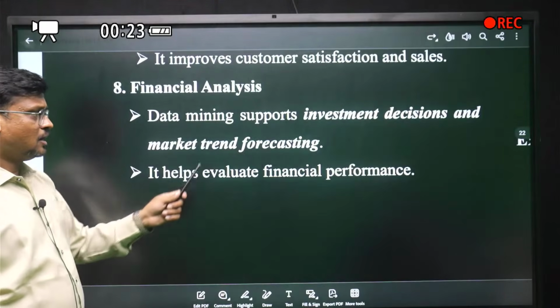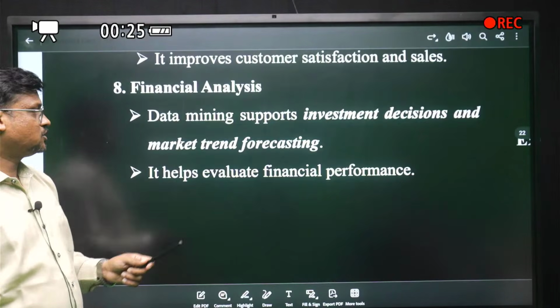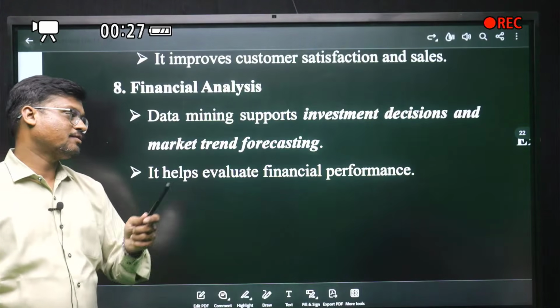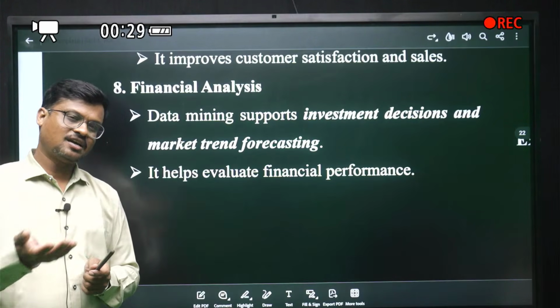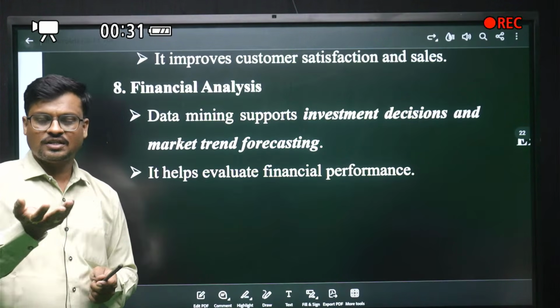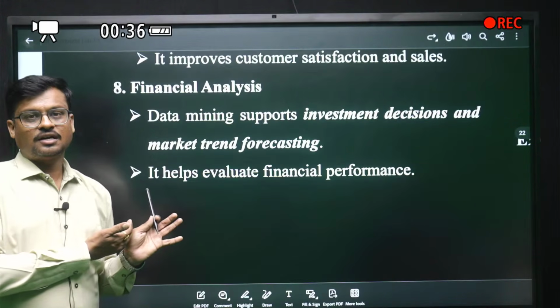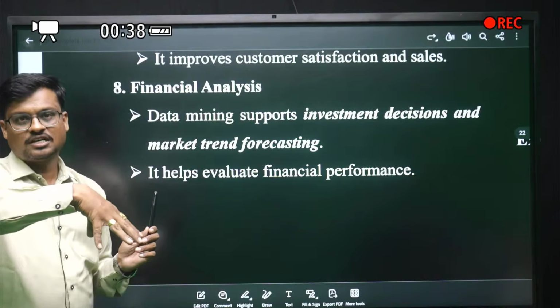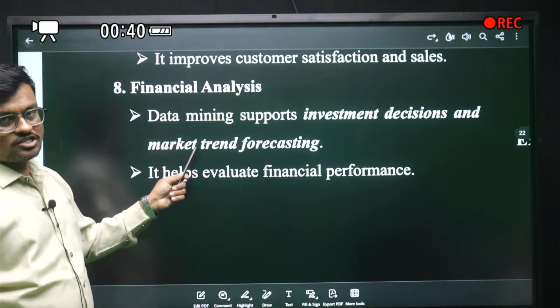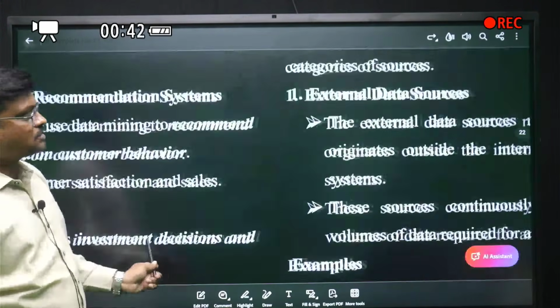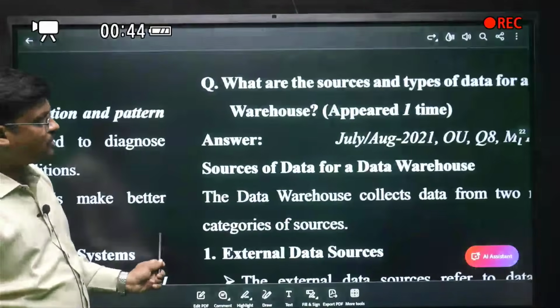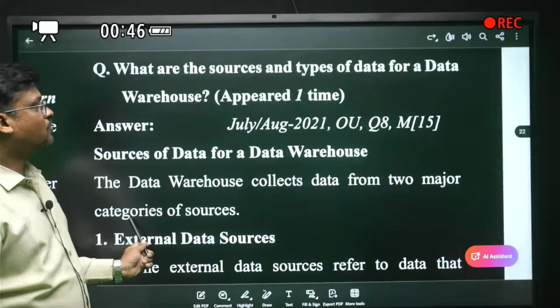Financial analysis. Data mining supports investment decisions and market trend forecasting. It helps evaluate financial performance. Again, if you go for trading, this is what people do. They see how the historical data has grown and they invest in it. That is your financial analysis. Okay. This ends your question on data mining techniques, and we go with one more question.